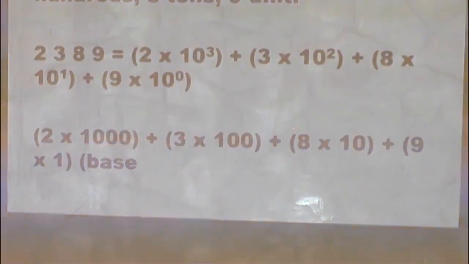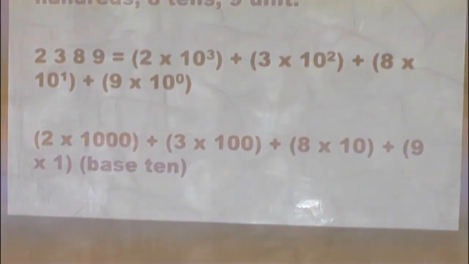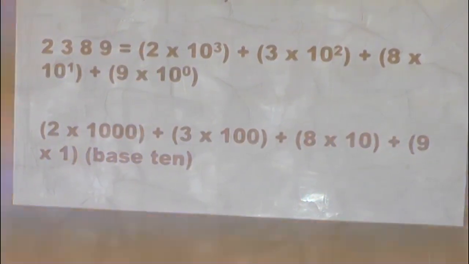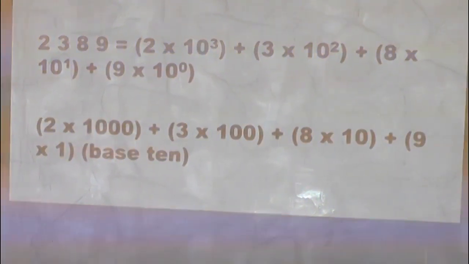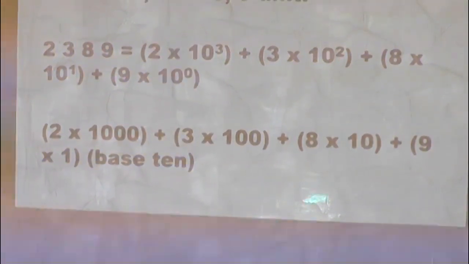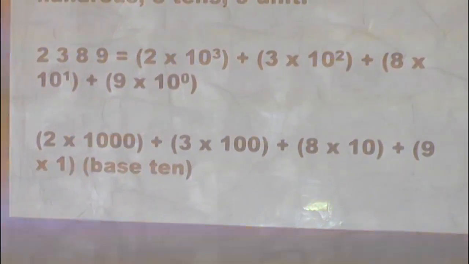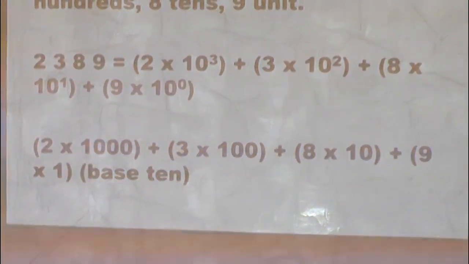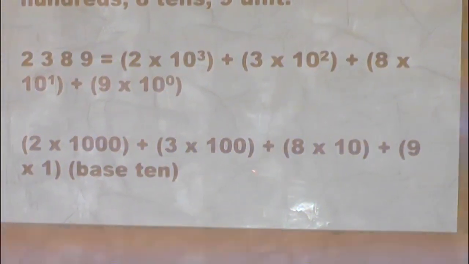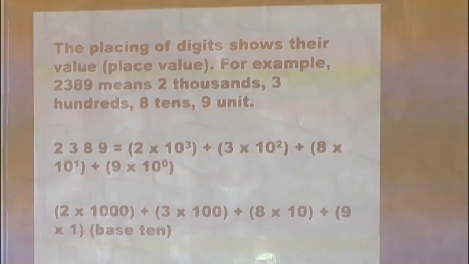Then the third, we have 8 times 10 raised to the power of 1, and 10 raised to the power of 1 is 10. And lastly, we have 9 times 10 raised to the power of 0. That will make us refer back to our laws of indices, the zero law, which states that when you have a number raised to the power of 0, provided the number is greater than 0, then it will be equal to 1.